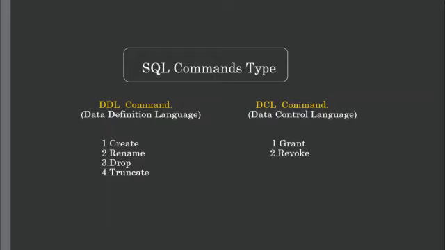SQL commands can be used to search the database and for other functions like creating tables, adding data to tables, modifying data and dropping tables. In SQL, we will discuss two main types, DDL and DCL. DDL means data definition language and DCL means data control language.